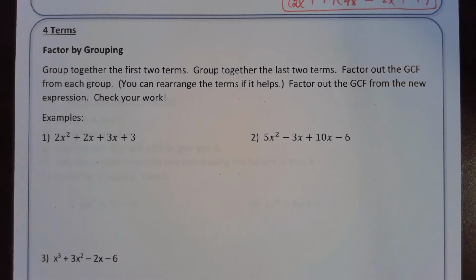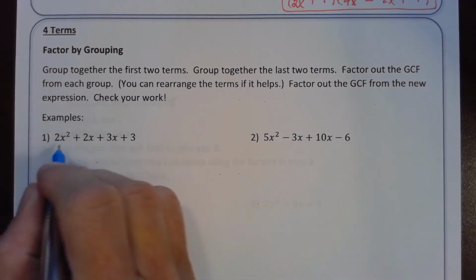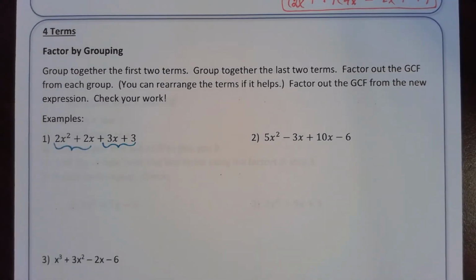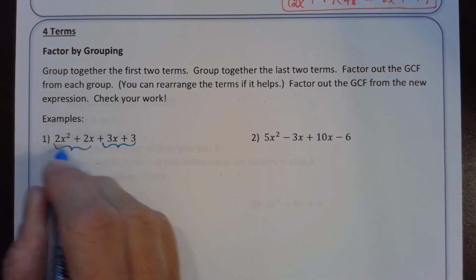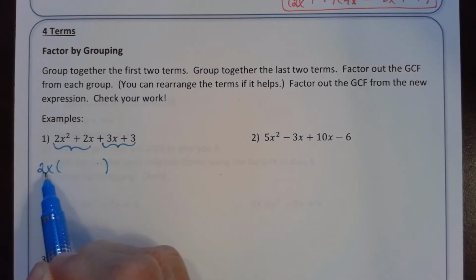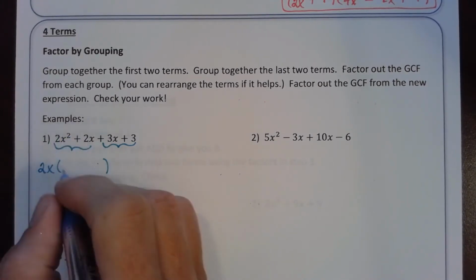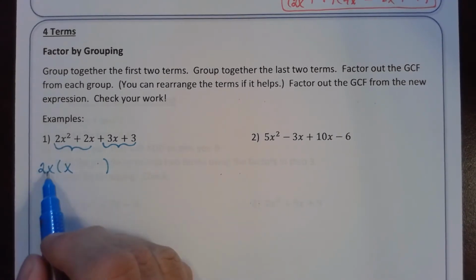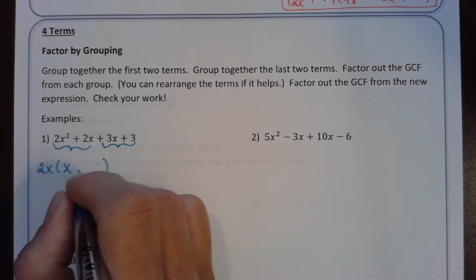Our next type of polynomial has 4 terms. And when we have 4 terms, the first thing that we should try to do is factor by grouping. So what we're going to do is group together the first 2 and group together the last 2. In the first 2, we find our GCF. Our GCF in this case is 2x. Factor out that 2x. 2x factored out of 2x squared leaves us an x. And 2x factored out of 2x leaves us a 1.